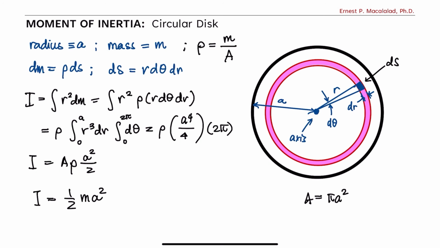So therefore, this is now the moment of inertia of a disk rotated about an axis perpendicular to the disk passing through the center. And this is equal to 1/2 M times the square of the radius of the disk. Simple, right? So this is the moment of inertia of this circular disk.